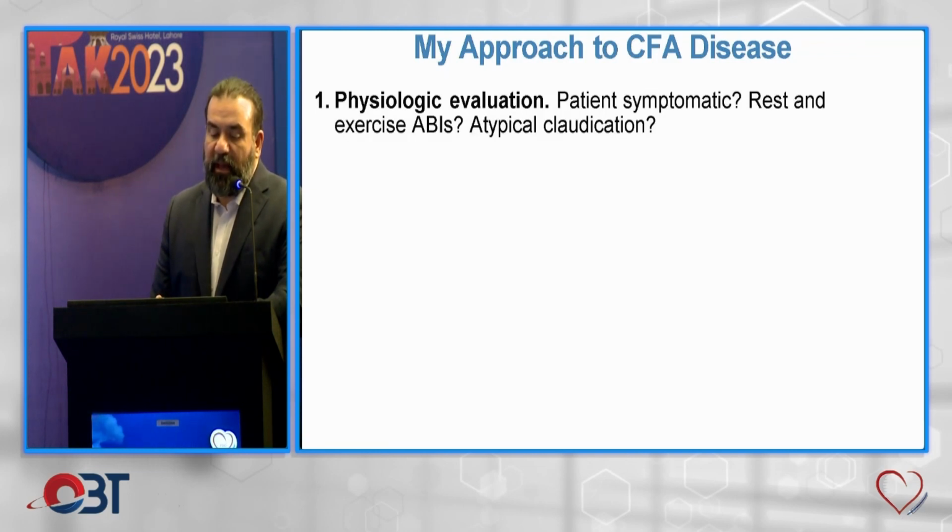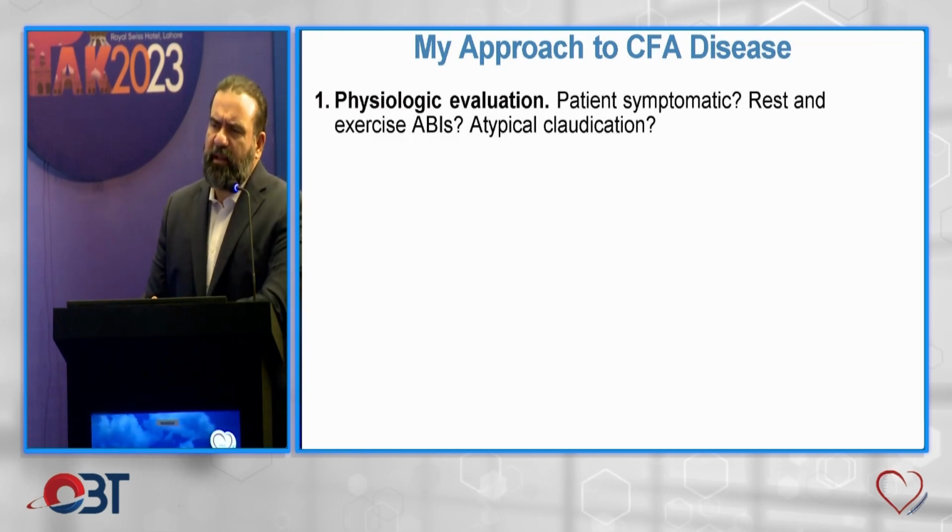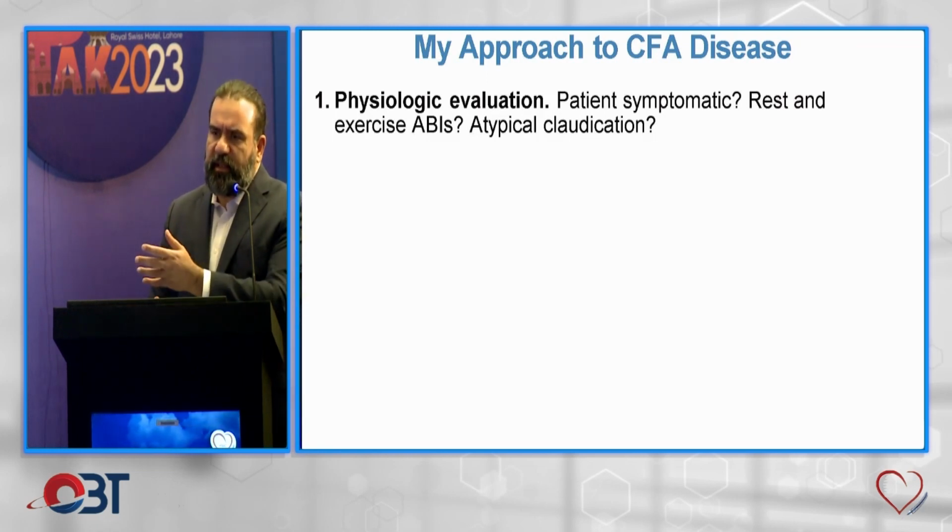If you have rest ABIs, sometimes they're normal. You have to do rest and exercise ABIs. Sometimes you have to try and see if the patient has atypical claudication. So patients who perhaps present with hip pain, but then they have a normal hip X-ray and the MRI is normal, and they still keep complaining of hip pain, and they have a history of CAD or PAD, think about atypical claudication.